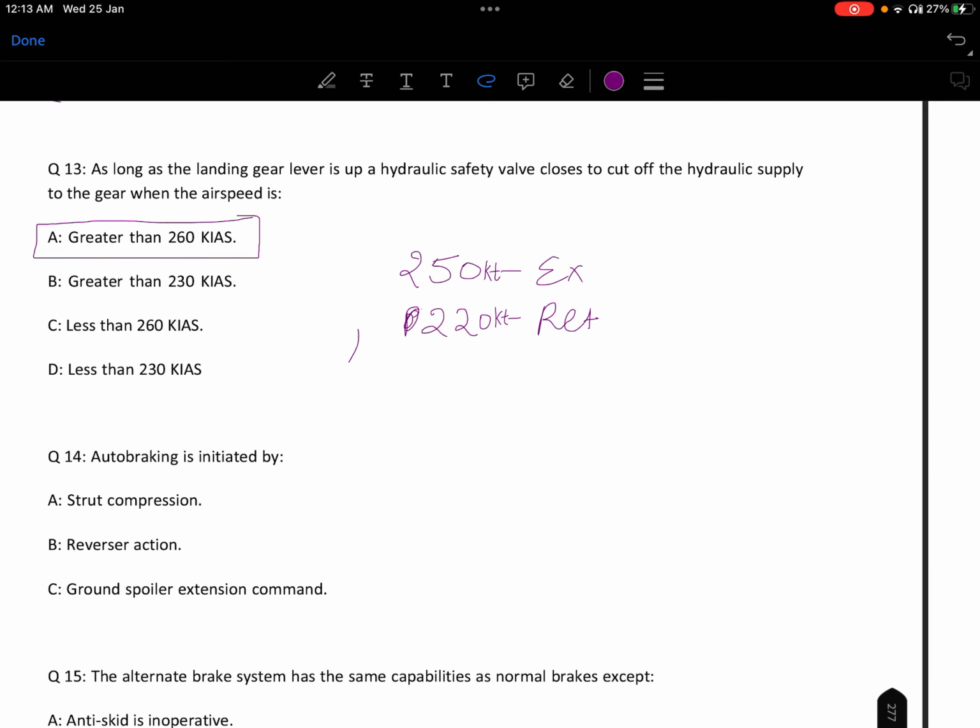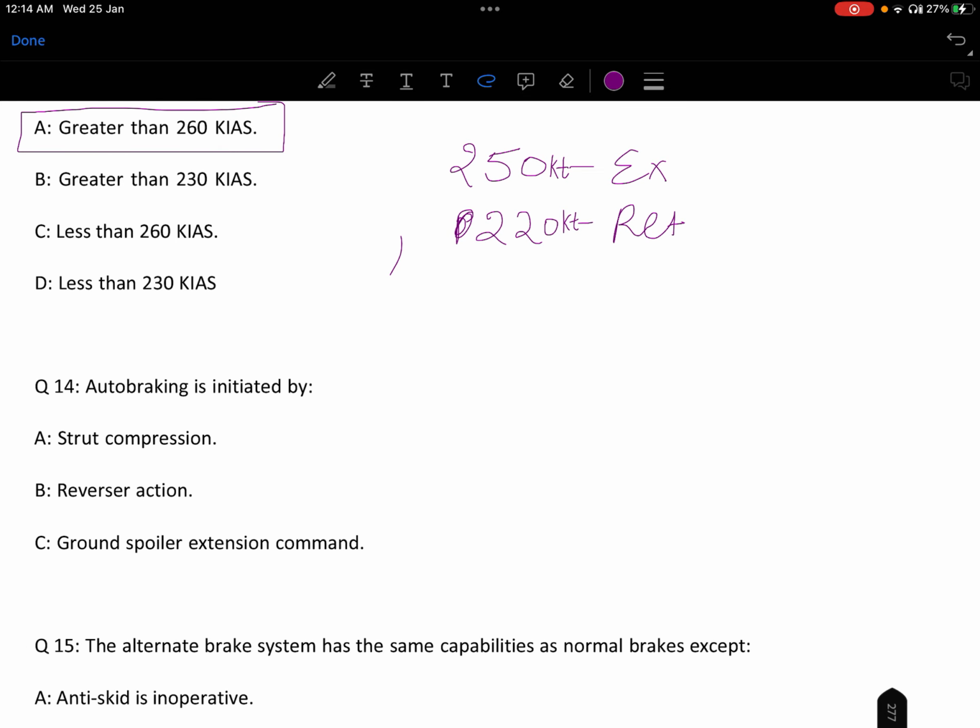So question number 14: auto braking is initiated by. If you have studied landing gear, then you will be able to answer it. That's why I am again asking you to go through the landing gear chapter also, then solve the questions of hydraulic and landing gear. Hydraulic and landing gear questions are correlated and interrelated. So auto braking is initiated by ground spoiler extension command.